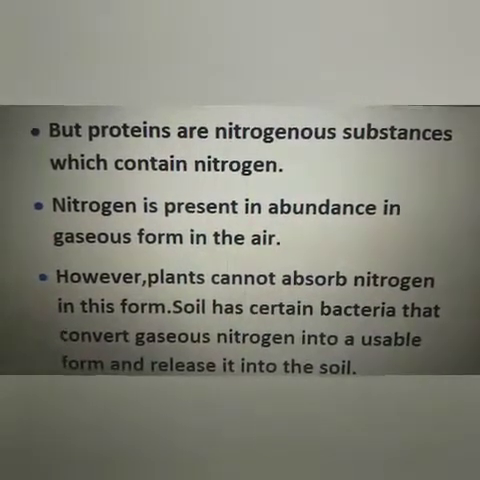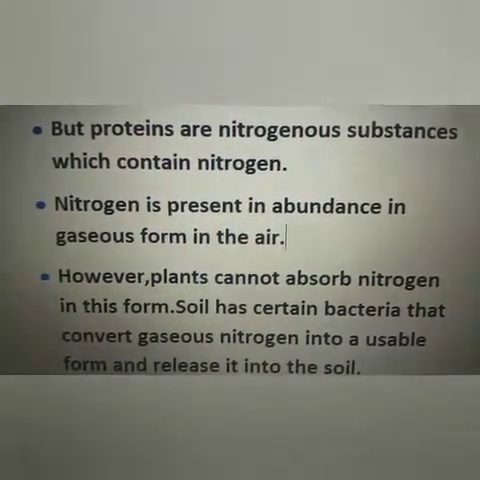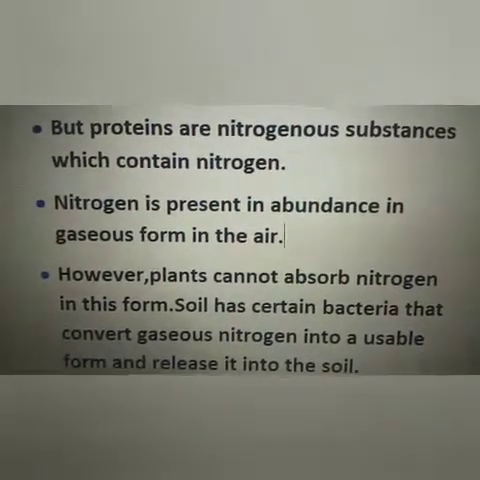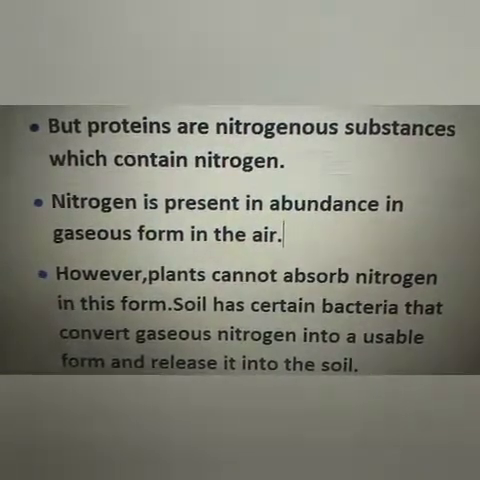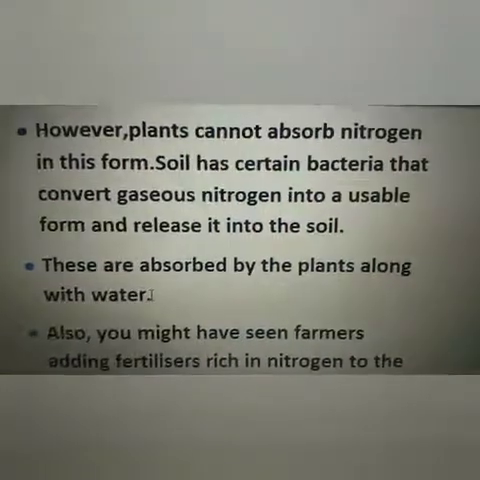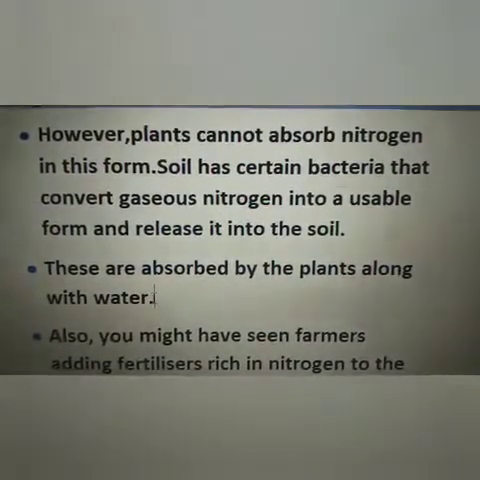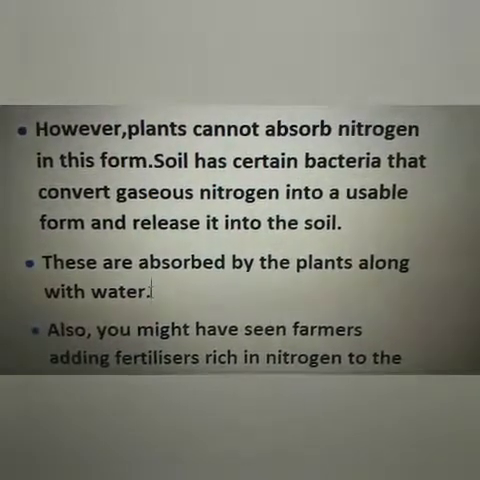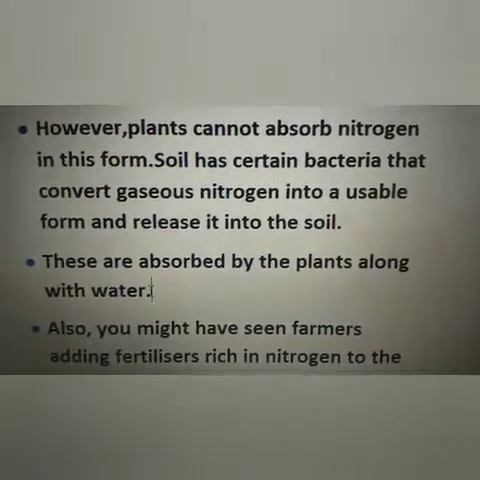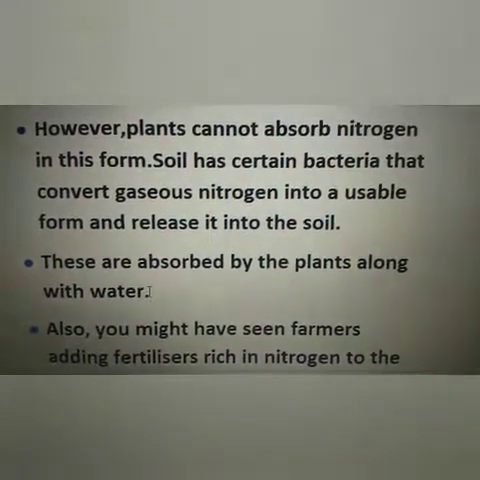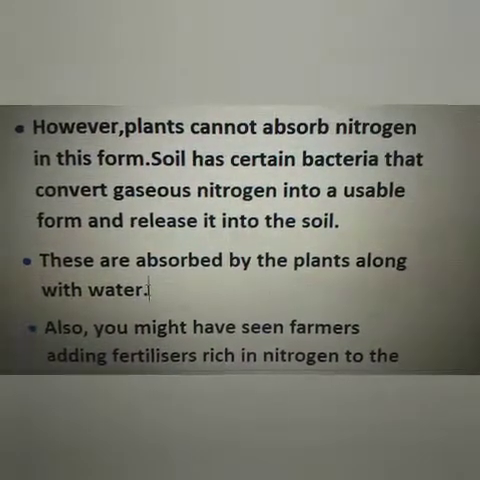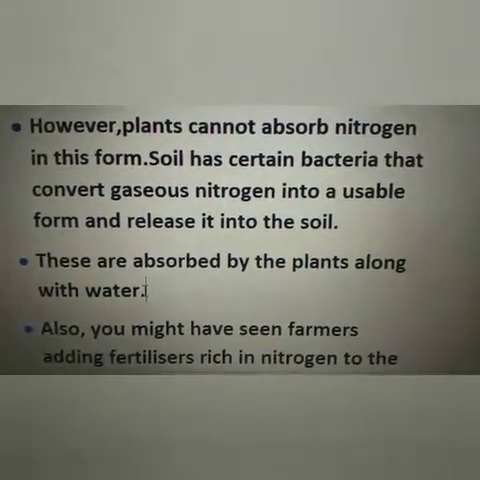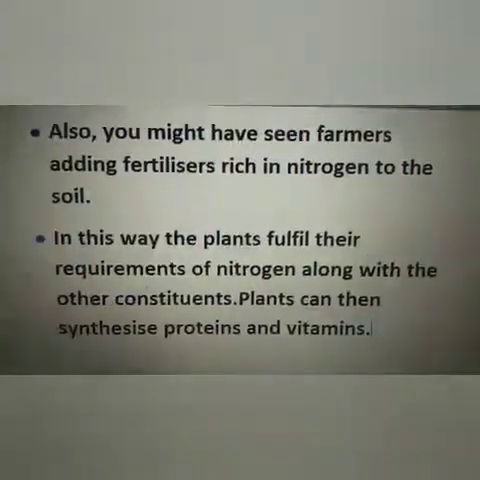Now a question arises, from where do the plants obtain nitrogen? So recall that nitrogen is present in abundance in gaseous form in the air, that is 78%. However, plants cannot absorb nitrogen in this form from the atmosphere. So soil has certain bacteria that convert this gaseous nitrogen of the atmosphere into a usable form and release it into the soil. So these are absorbed by the plants along with water.